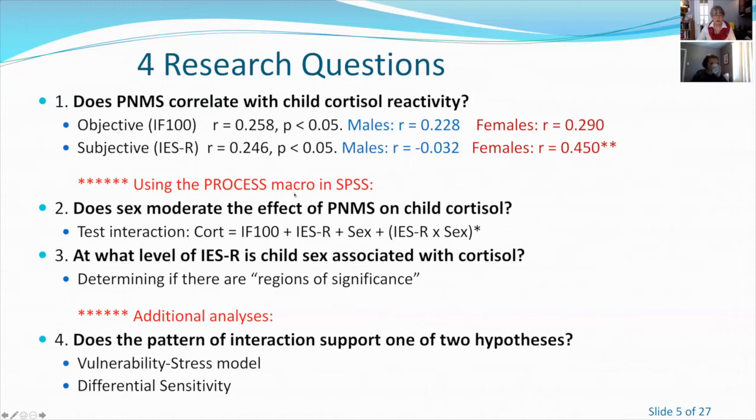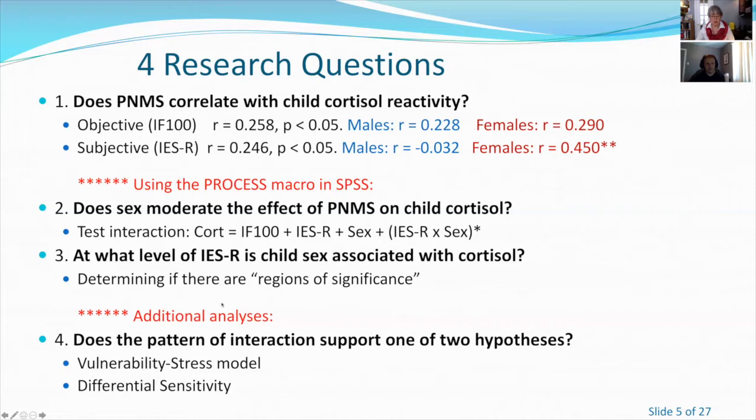So this is where we really want to bring in Guillaume's expertise in statistics. We learned about this macro that can be used in SPSS. It's called PROCESS. And with the PROCESS macro, we're going to answer a couple of additional research questions. First of all, we'll use it to determine, does sex moderate the effect of PNMS on child cortisol? So we'll test that interaction. So again, the multiplicative polynomial here, no, it's not a polynomial. The interaction term, IES-R multiplied by sex. We'll use the PROCESS macro to test that. And then additionally, at what level of IES-R is child sex actually associated with cortisol? So determining if there are regions of significance.